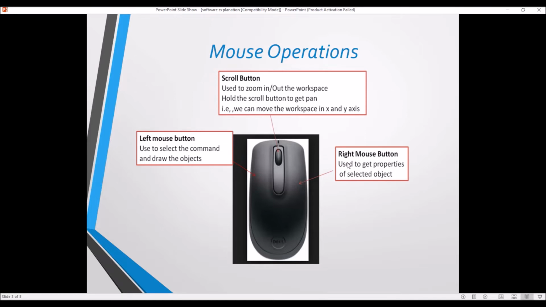Next, coming to the right mouse button, it is used to get the properties of the selected object. So these are the mouse operations.